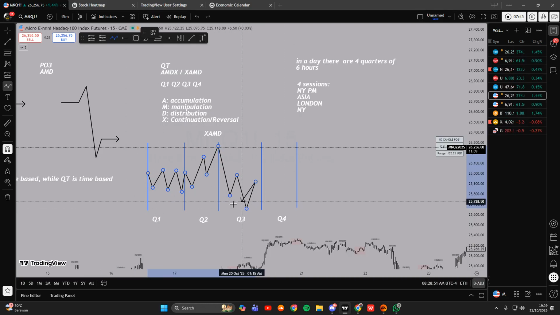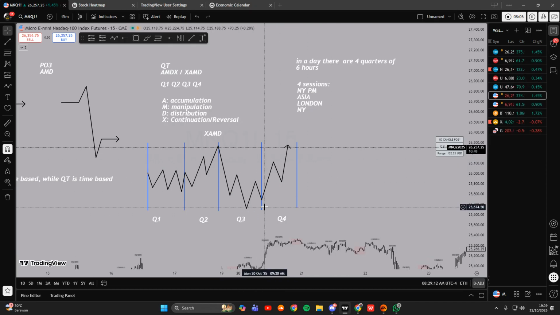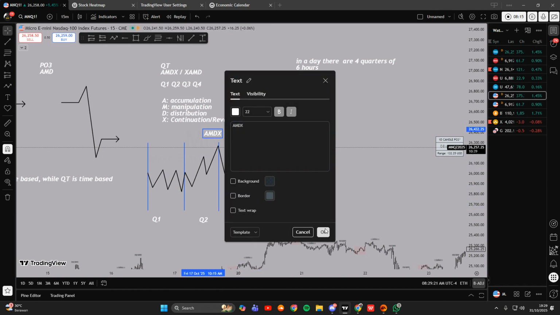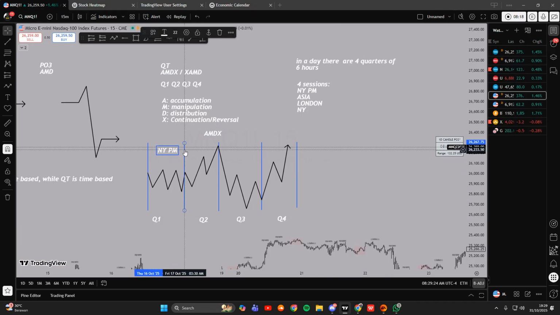Let's say we had a standard deviation level down here, or a PD array, or whatever you want to say. Let's say we're trading below midnight and through the open. I wouldn't be really looking to short then, so I would be expecting a reversal to happen during Q4, which is New York AM. Then I would be looking for trades either down here or off of a level pretty much, but this is just a free bias for you. So this would be AMDX, so it'd be NYPM, Asia, London, and NYAM.